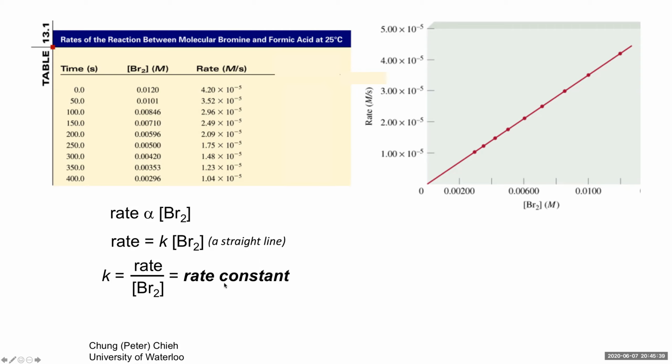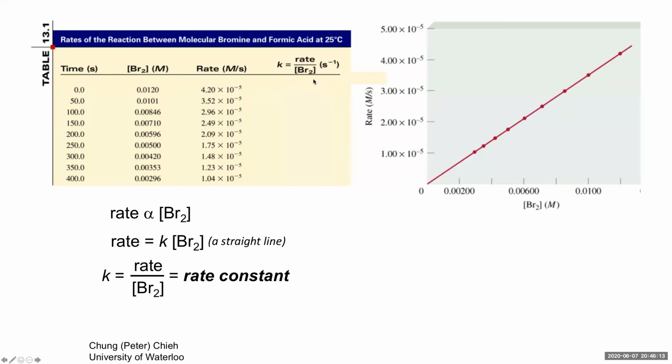The concentration of bromine is molarity, capital M. The rate is molarity per second. So when you have molarity per second divided by molarity, the unit that's left over is per second. So the units that go with K in a first order rate law are per second. We're going to talk more about that later.